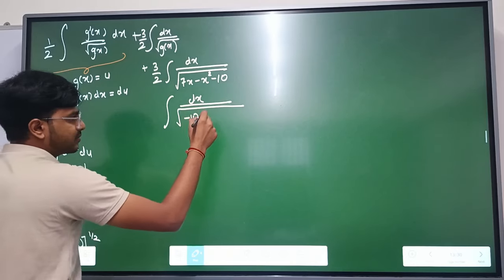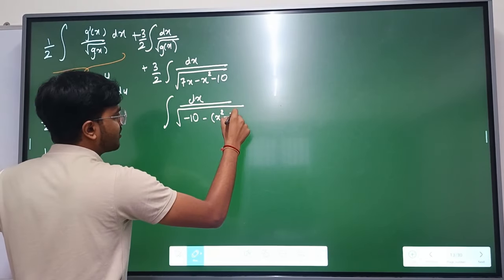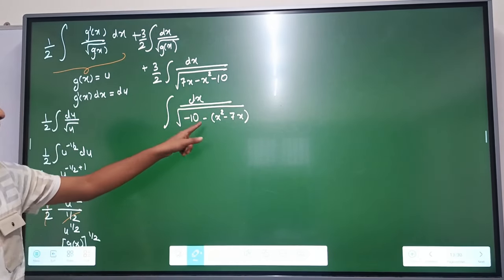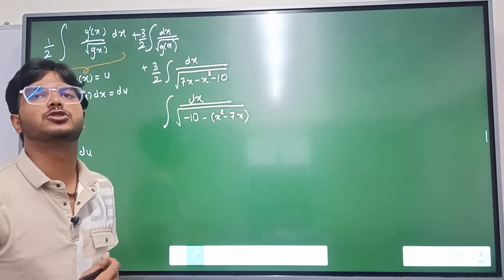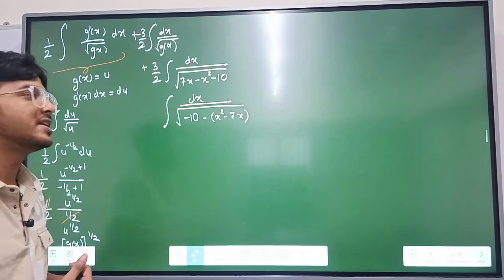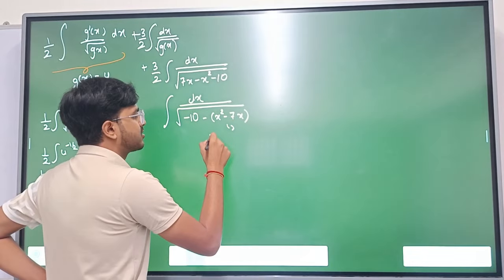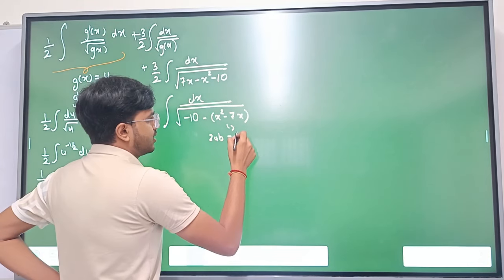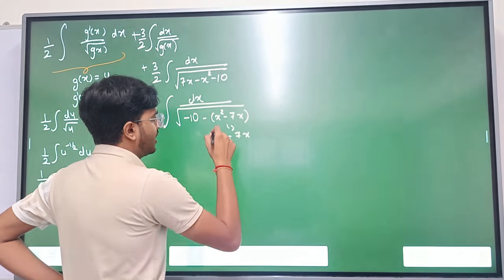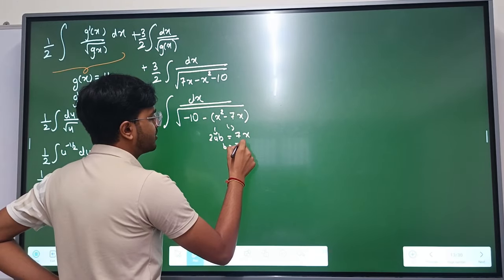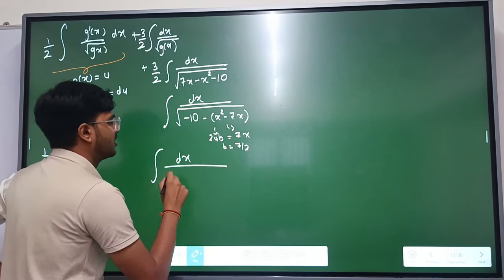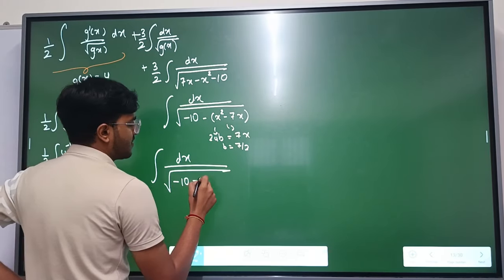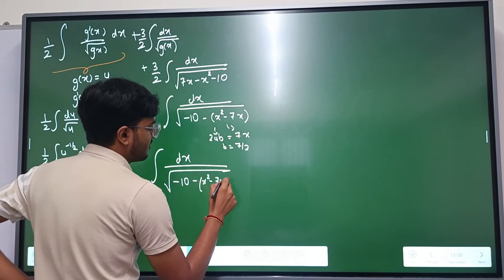Minus 10 minus of x square minus 7x, yes or no? Minus x square minus 7x. So x square minus 7x, a square minus 2ab is there. I need to add a b square over here. What will be b square if 2ab is 7x and a is x? So b would be equal to 7 by 2. So integration dx by under root minus 10 minus x square minus 7x.